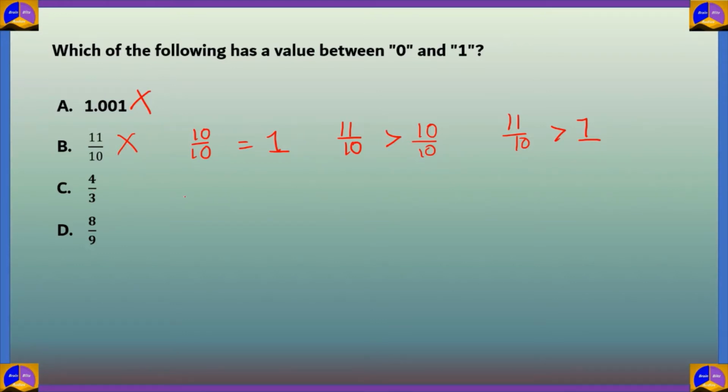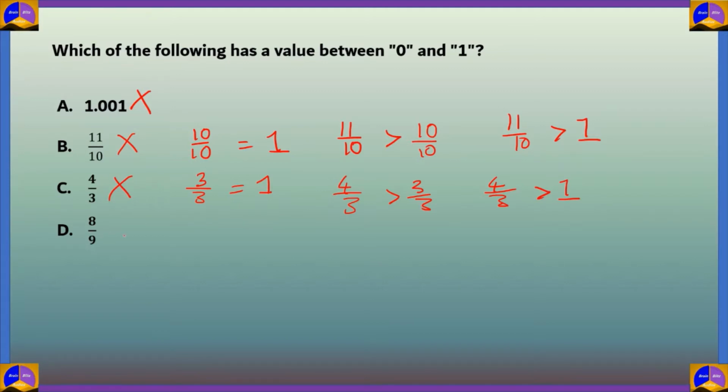4 by 3. We can use the same rule. 3 by 3 is equal to 1. 4 by 3 is bigger than 3 by 3. So 4 by 3 is bigger than 1. And it is not between 0 and 1.